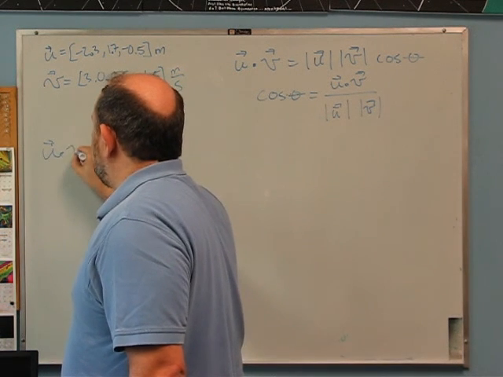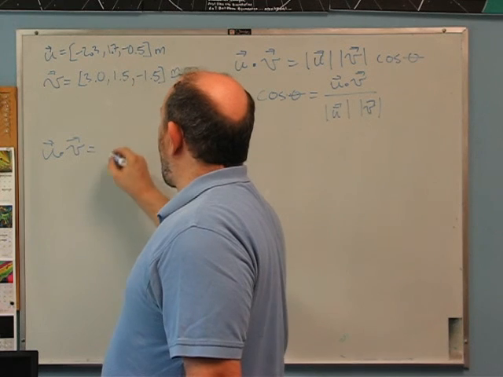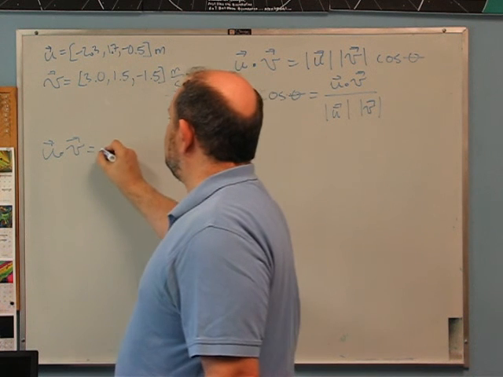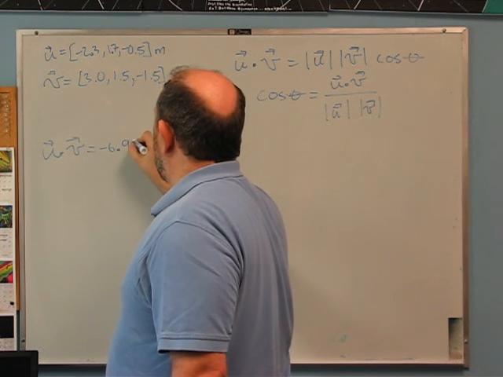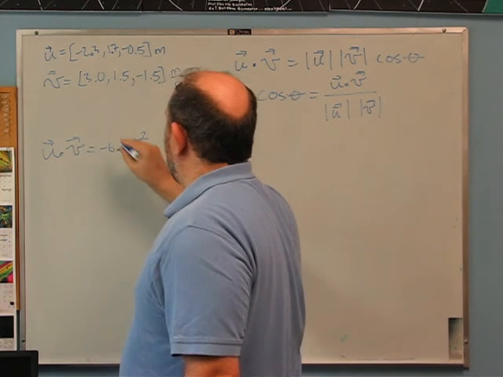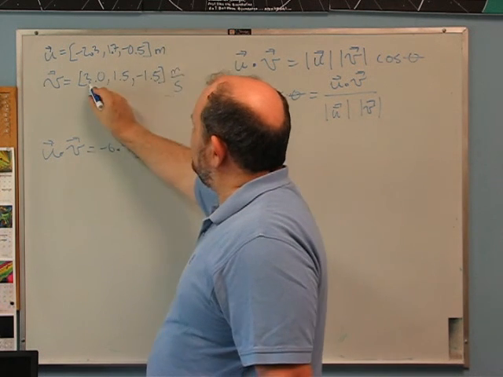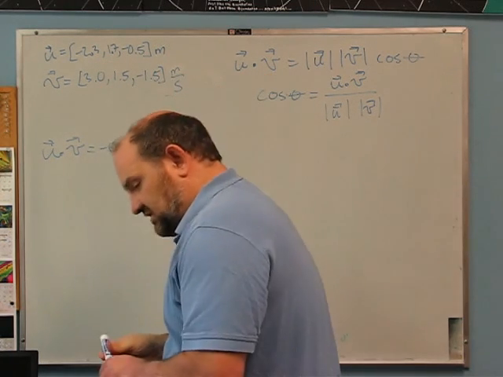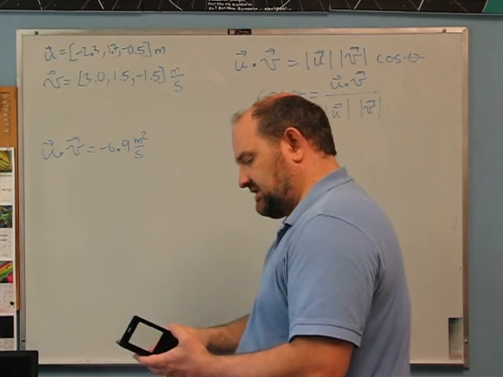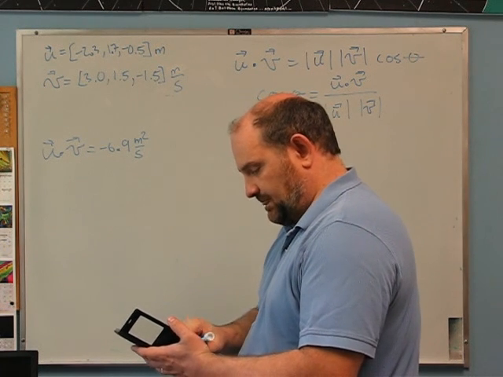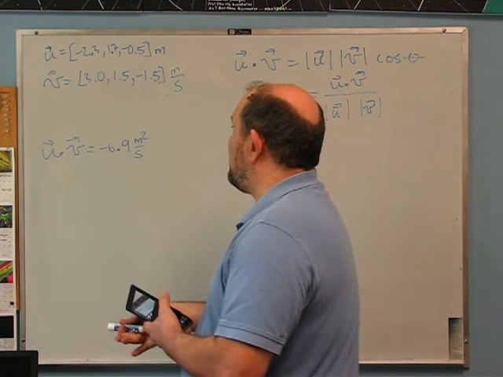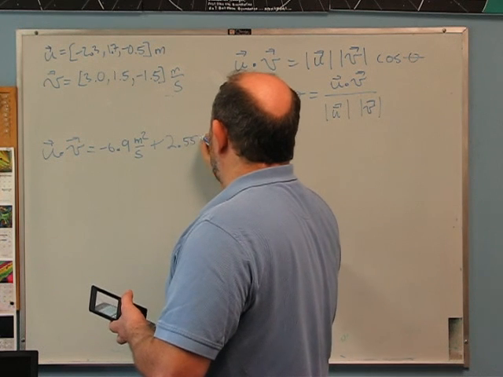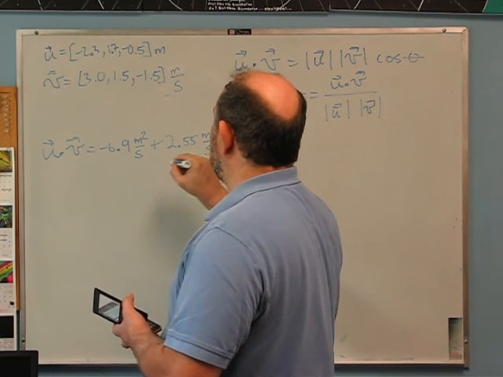So u dot v is equal to minus 2.3 times 3 is going to equal minus, so it's 3, 6, 9, yeah, minus 6.9 meters squared per second, right? So there's 2.3 on the meters, 3.0 meters per second, so you have meters times meters per second, so you get that. Plus 1.5 times 1.7, that has now passed my ability to just do it in my head, so I'll do that, 1.5 times 1.7 is 2.55. Plus, and notice they're both plus, so it's plus 2.55 meters squared per second.